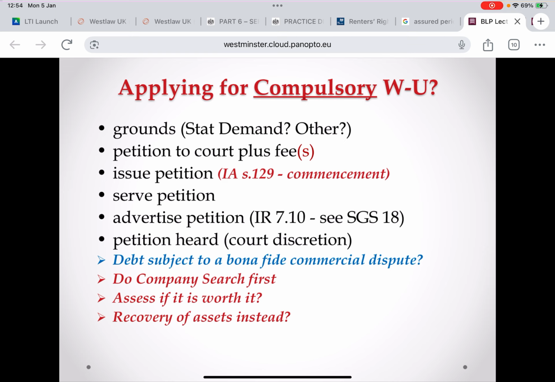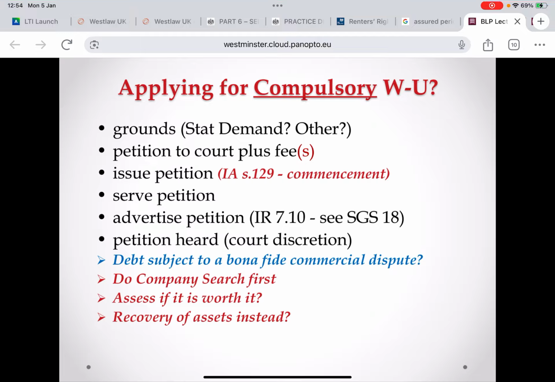So before we decide to go down this path, as the ordinary unsecured creditor owed money by a particular company, we should be asking ourselves whether the debt in question is subject to a bona fide commercial dispute. Because if it is, and we proceed here with the winding up petition, it may well be that the court will throw it out, that the company in question, which owes the money, will seek what is called a restraining order. We should stop and reflect upon that before we go any further.